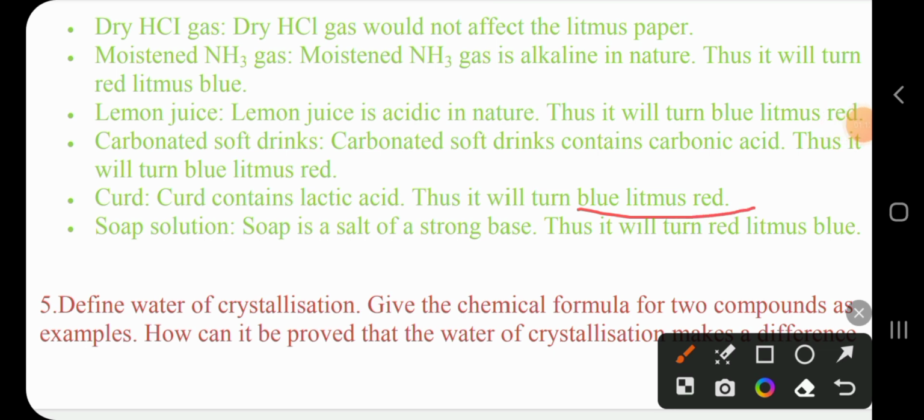Next is soap solution. Soap contains some strong basic salt, so it is basic in nature and it turns red litmus to blue. Soap solution turns red litmus to blue.